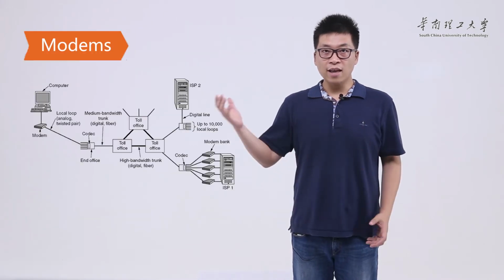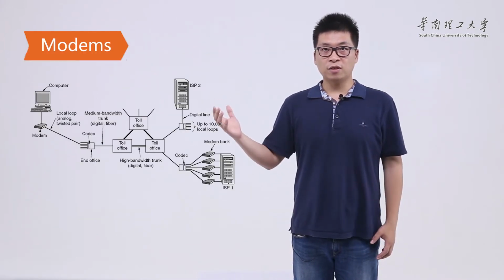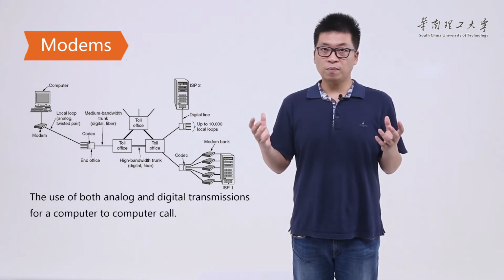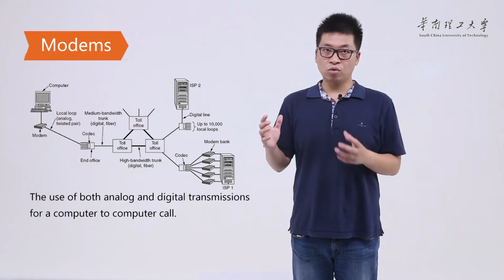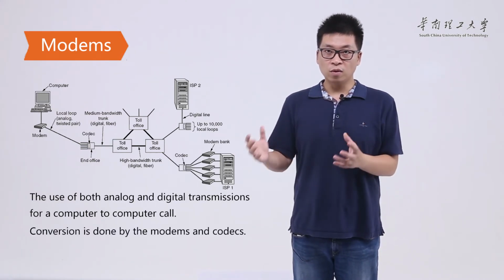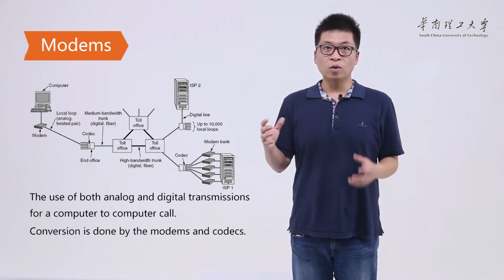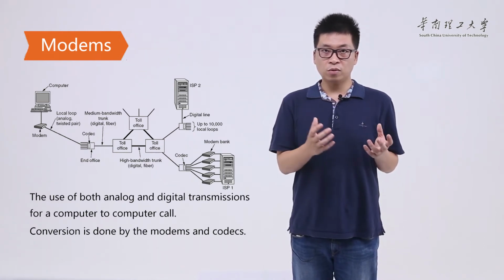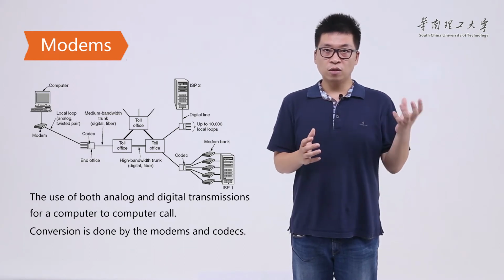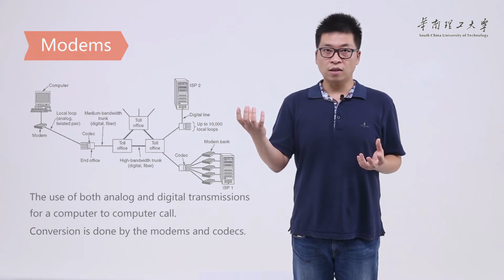If we look at the diagram of use of telephone system, for a computer-to-computer call, we actually need both analog and digital transmissions. As we use analog signal on local loop, and the computers only process and generate digital signal, we need to do conversion between analog signal and digital signal. Modem and the codec are the devices doing this conversion job.